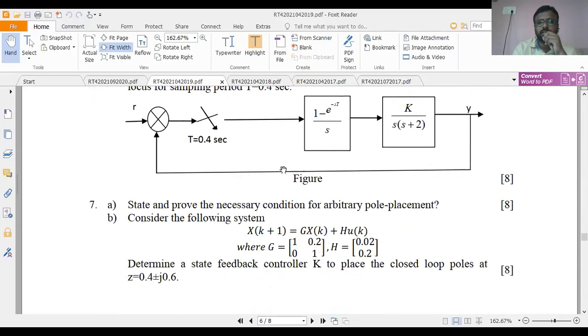After that, he has asked us to calculate the pulse transfer function for the system. So this is the system, and this is the zero order hold circuit, and this is the G of S value, and he has also given the T value as 0.4 seconds. So this is a closed loop system, and we have to calculate the pulse transfer function for this kind of system.